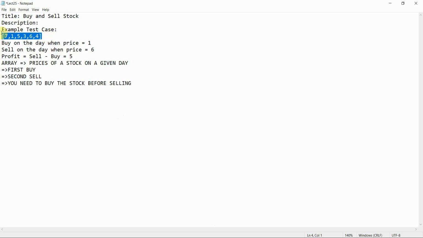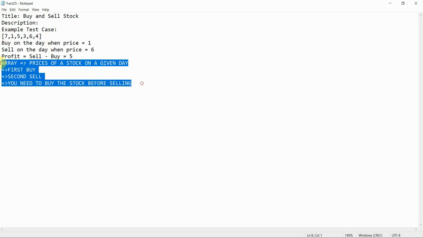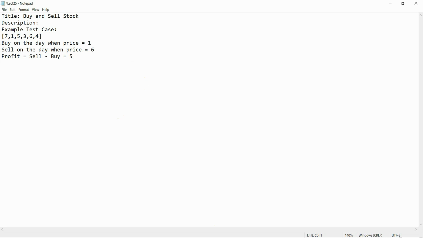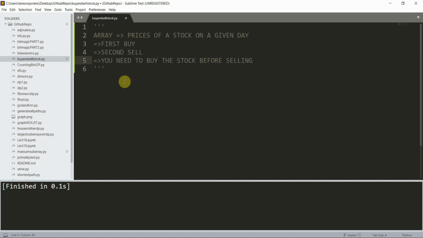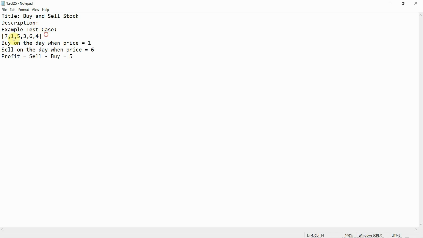I can copy this test case, and I'll copy this as well. I'll put this in the comments: the array is equal to prices of a stock on a given day, and first you need to buy, second sell, then you need to buy the stock before selling, and you need to get the max profit out of this. And this is our test case. I'll just put the test case here. Test case is equal to this. Yeah, so this is our test case.